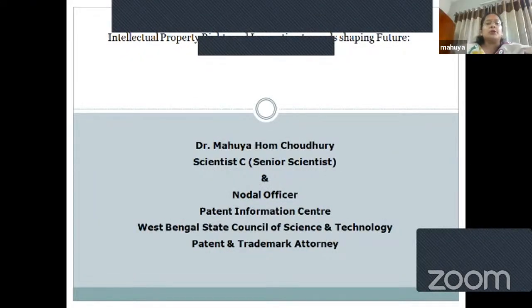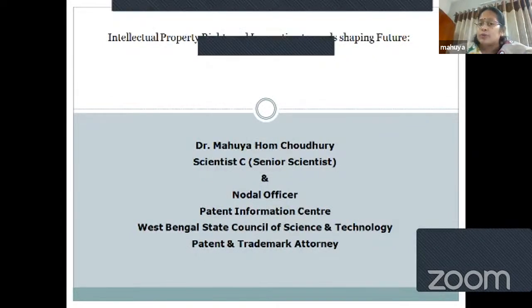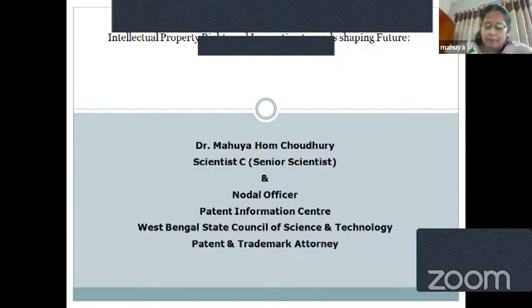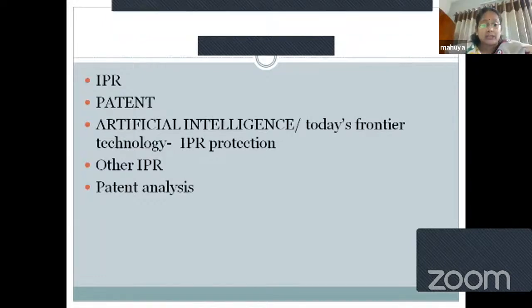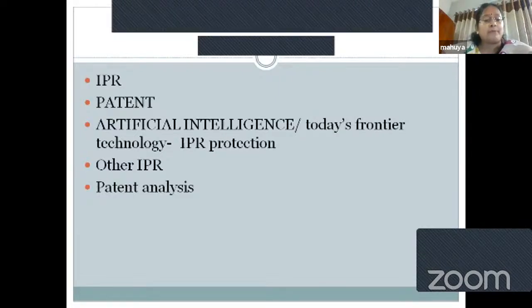So today we will find out what intellectual property rights are and how they will shape our future, and what the challenges and perspectives related to this are. I have structured my presentation that way: what is IPR, why patent, why artificial intelligence is so important in today's technology frontier, and other forms of IPR and patent analysis.